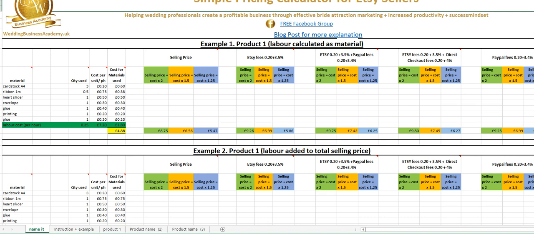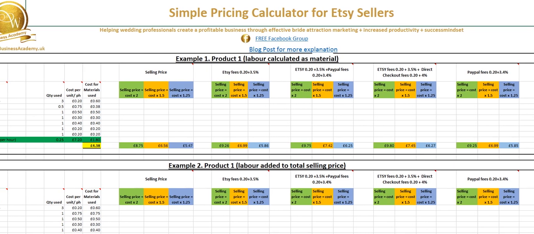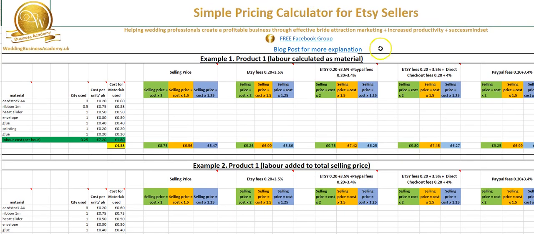So here it is. I hope you can use this pricing calculator to make your life much easier and to make sure you actually pay yourself and you take into account all these fees. So you're not left thinking you're making more profit than you actually are. And God forbid you're actually making a loss. So here it is. It is totally free. Download and use and let me know how you get on.